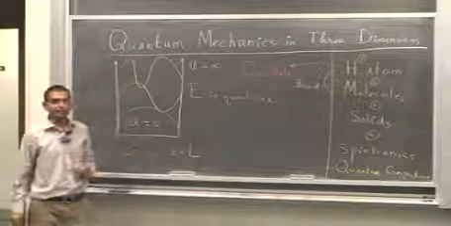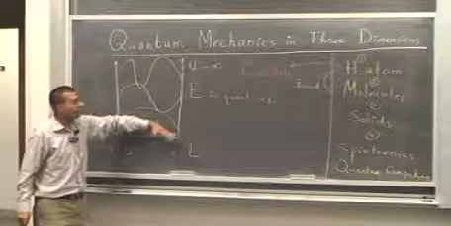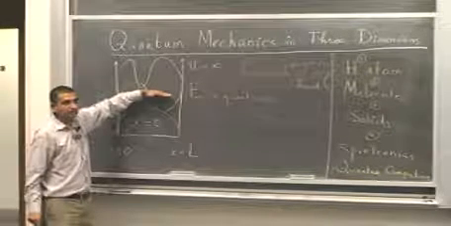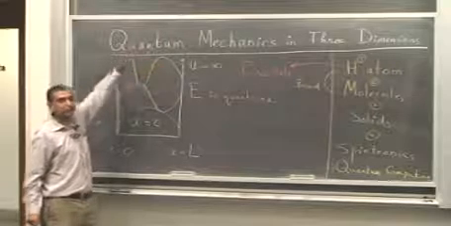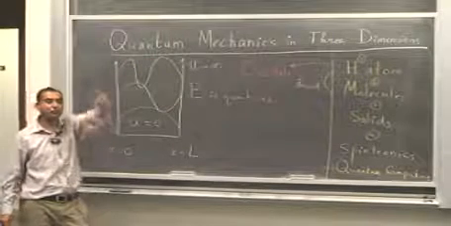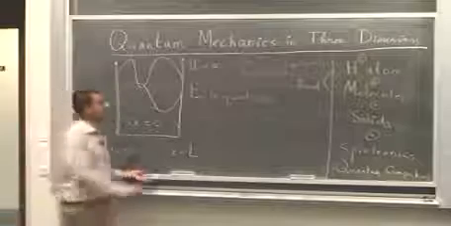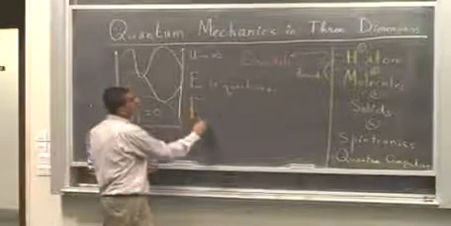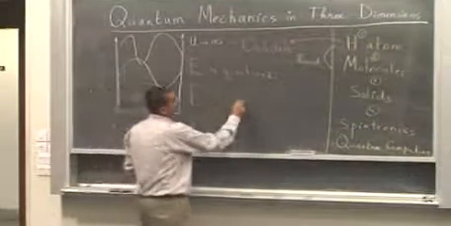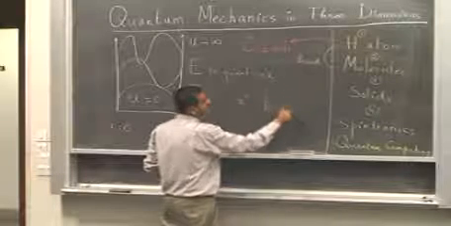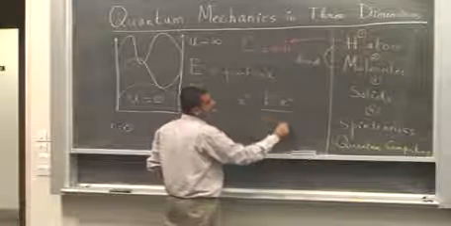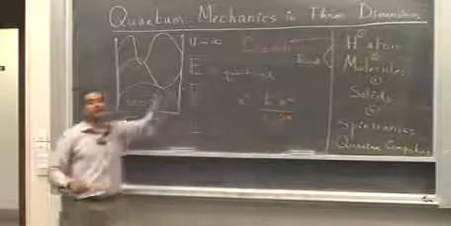Correct? So you have an energy E naught, you have an energy 4 E naught, 9 E naught, and so on. So the energy varies as the square of an integer. The energy depends upon n and is given by n squared, h bar squared, pi squared over 2m L squared. So the energy is quantized.